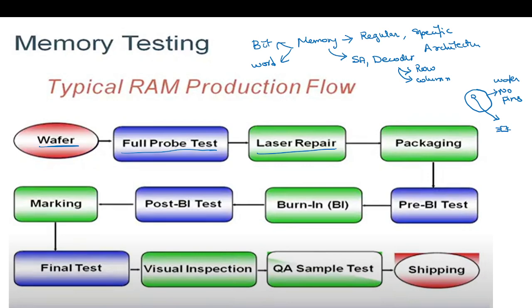Next we use laser repair. See, we have two lines, and a short between the lines because of some material. This short can be removed by the laser. So this laser repair is performed.